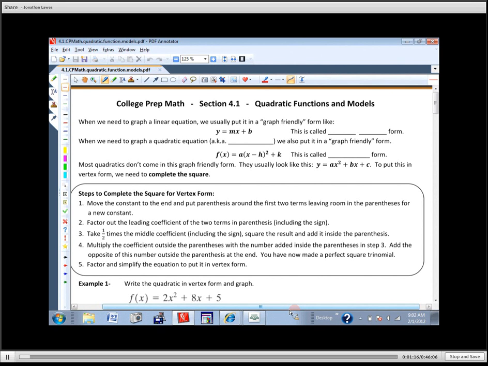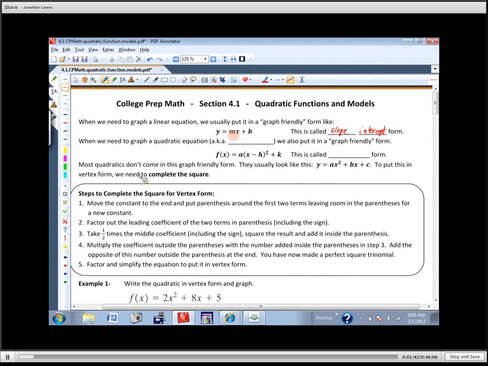Okay, so when we graph a line, we usually put it in a graph-friendly form that looks like this. What do we call that again? Slope-intercept. And it's a really nice, easy form because you can look at it, you can tell where it crosses the y-axis. Everybody knows where the y-axis is, so all we need to know is where it crosses, and then the m tells us what the slope is. So that makes it nice and easy.